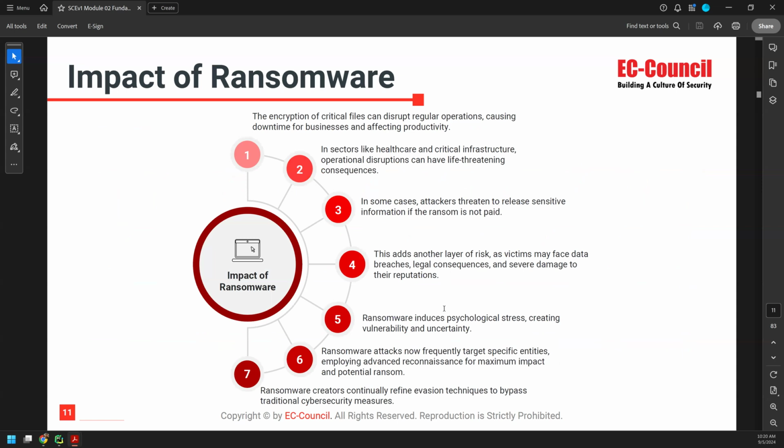So some impacts that will be centered around ransomware, mostly that your critical files will disrupt some kind of operation going through there, causing downtime for the business. We've seen this here even at our local high school when they got attacked not too long ago, along with some other healthcare infrastructure. Ransomware can cause what they call psychological stress, creating some kind of vulnerability and uncertainty, especially if you are, again, a small company and you now not only have your files encrypted, but you have the loss of all your clients. And are you going to lose those clients as a result of having a ransomware attack?